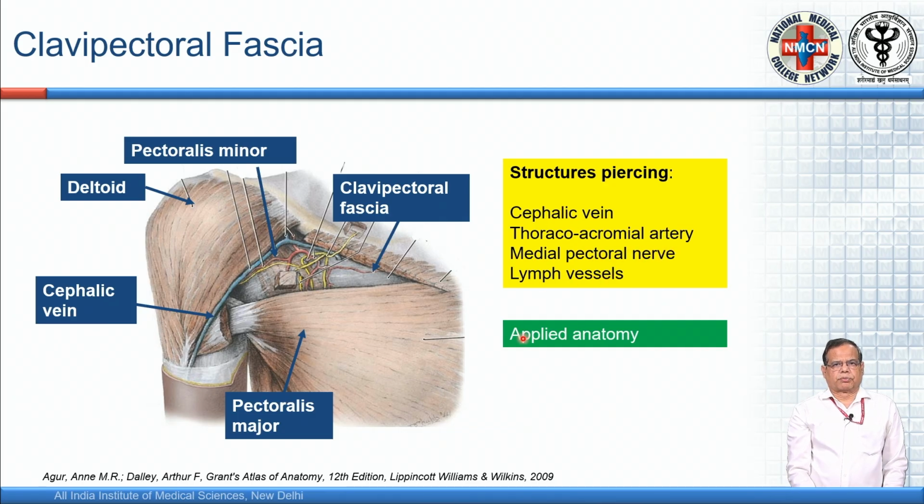A pus collection deep to the clavipectoral fascia may spread in the neck or to the lower border of the pectoralis major in the axilla.